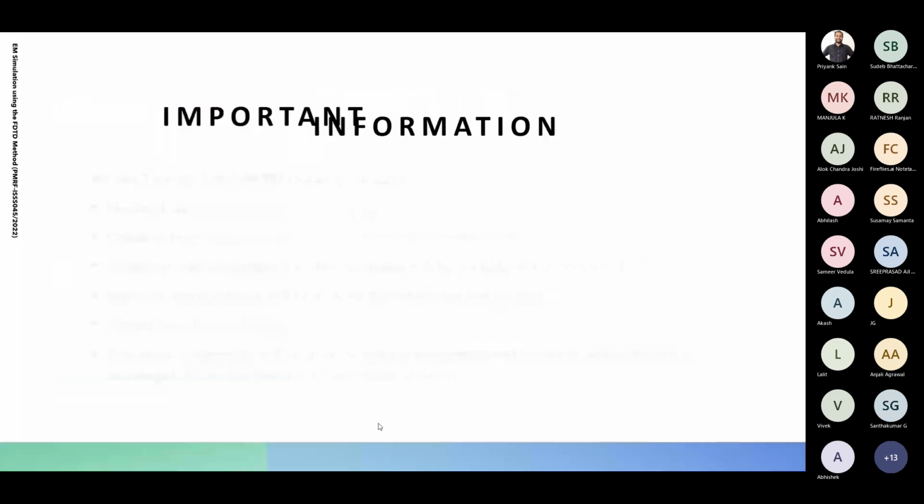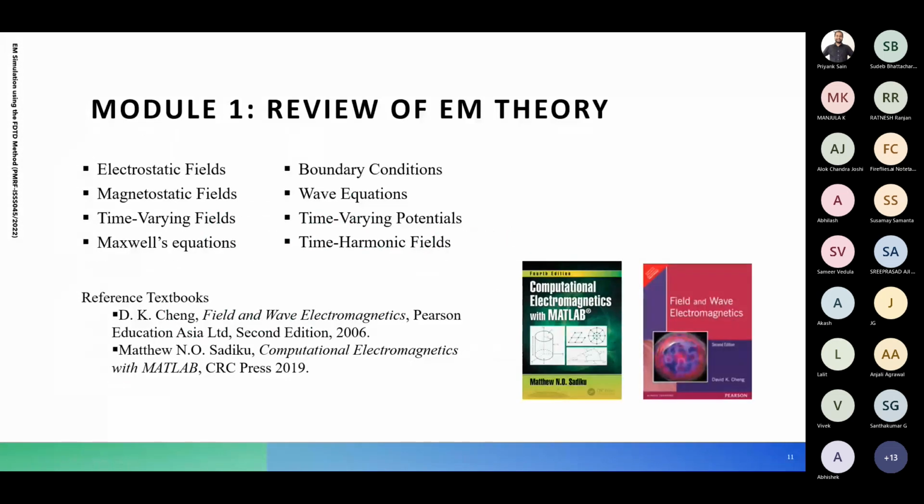Okay, so we'll start today's lecture. These are the two books which are the basis of these slides. We'll look at electrostatic fields, magnetostatic fields, time varying fields, Maxwell's equations, boundary conditions, wave equations, time varying potentials, and time harmonic fields. I guess all of you are already familiar with this, since you are from an electrical engineering background. But for the completeness of this course, I'll go through the different topics so that you know what to study before we start with FDTD.